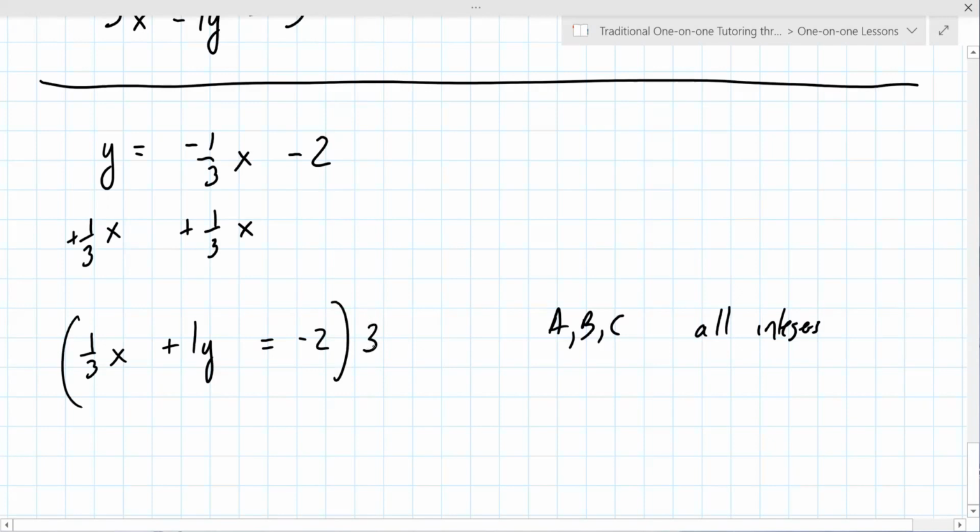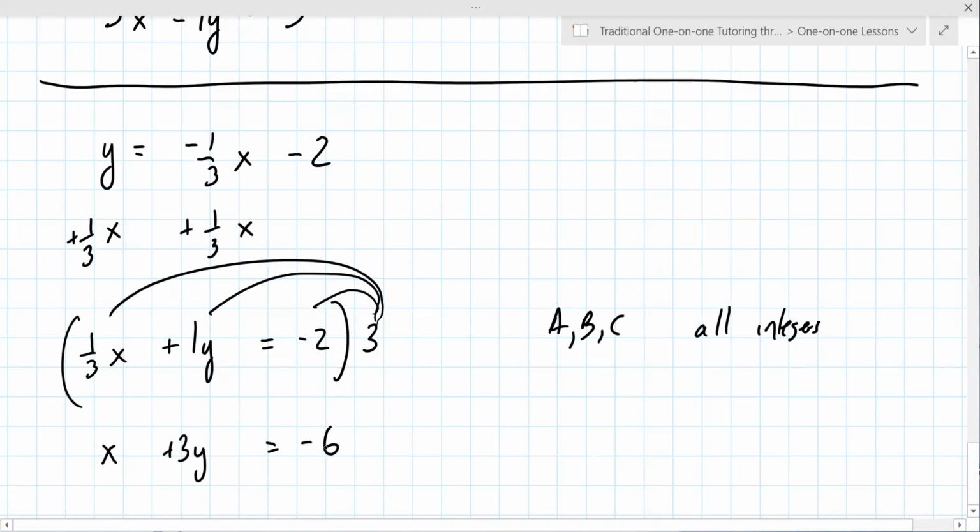Any idea why I chose 3 and it has to do with this fraction here? Why would we multiply everything by 3? Oh, a fraction. Yes. So you multiply everything by 3 because it's the fraction, and you get x plus 3y equals -6. Is that okay?